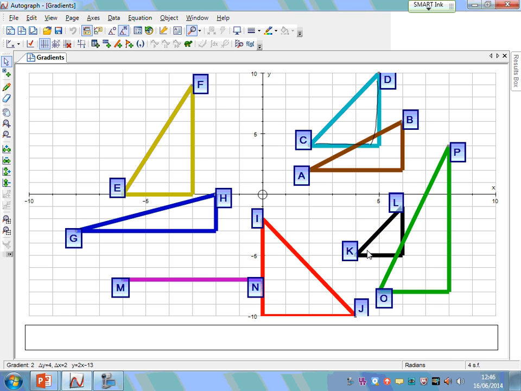Here's K to L. K to L has got a gradient of 2. And we've seen a gradient of 2 before. This one here had a gradient of 2. There's a word linking things that have got the same gradient. Let's see if you can think of it now. M to N. This one here is flat. This one's not going up at all. So it's got a gradient of 0. And O to P is the steepest of all of them. That one there's got a gradient of 4.